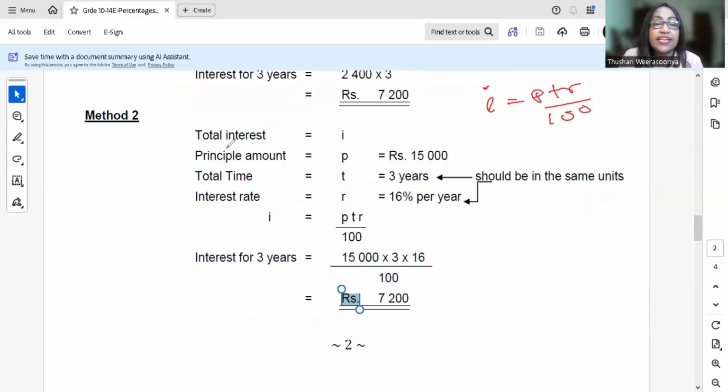Right? You must know what I is. I is the total interest. P is the principal amount. Now, according to this, we don't know the interest. We have to find that. What is the principal amount?